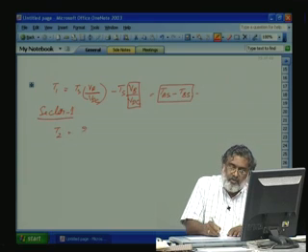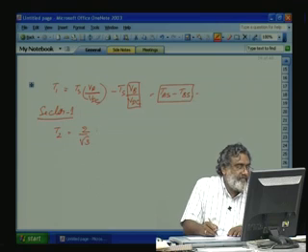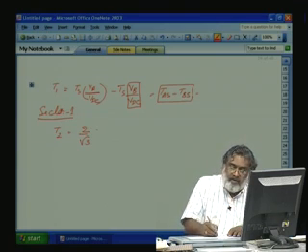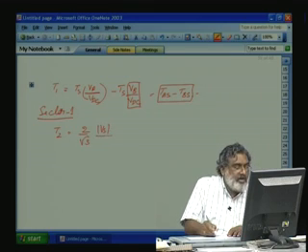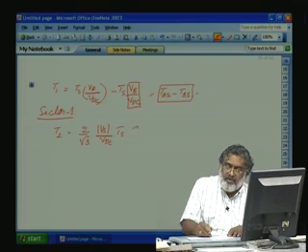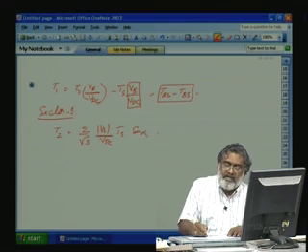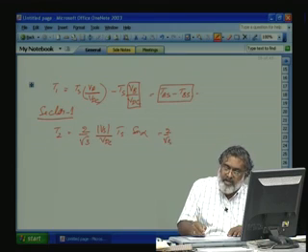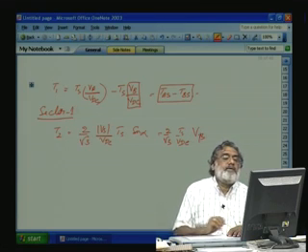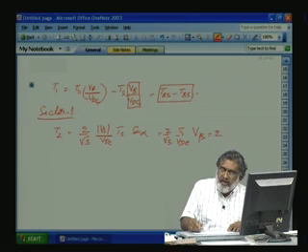T2 is equal to 2 by root 3, Vs mod divided by Vdc into Ts into sin alpha. This we can write as 2 by root 3 into Ts by Vdc into Vs sin alpha, which is equal to V beta.